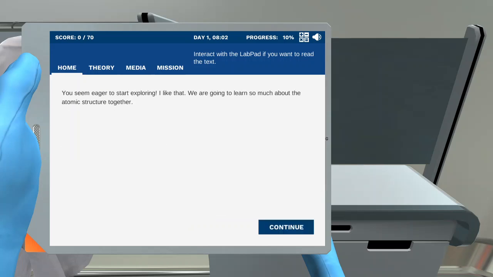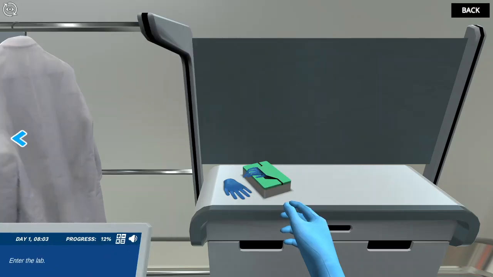You seem eager to start exploring. I like that. We are going to learn so much about the atomic structure together. Enter the lab.